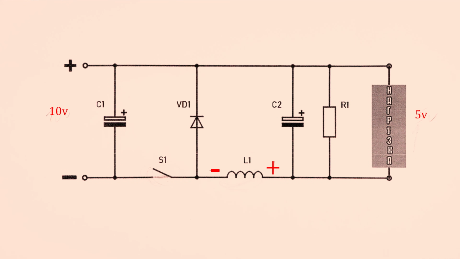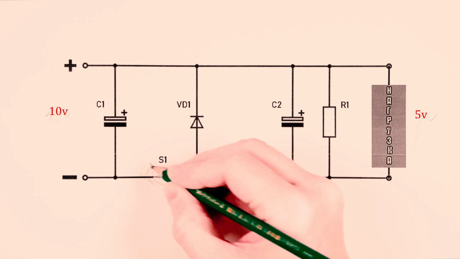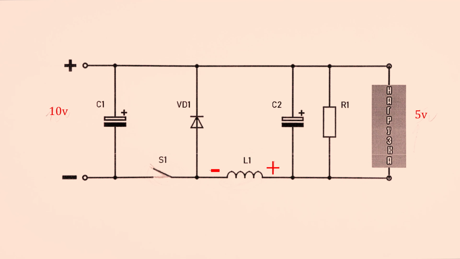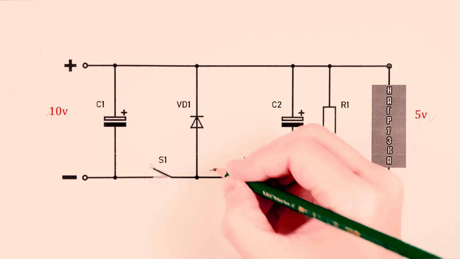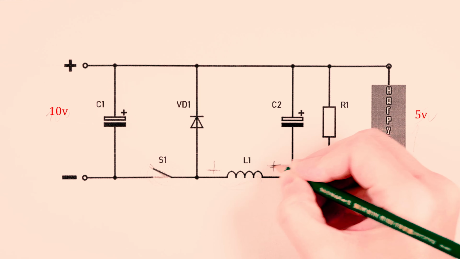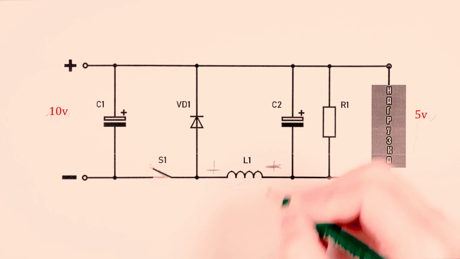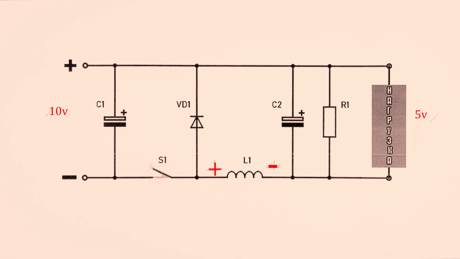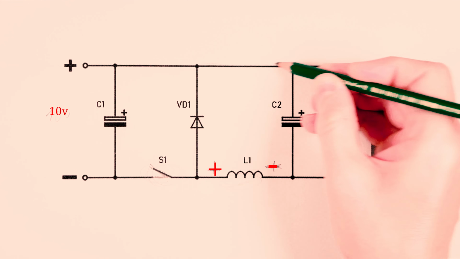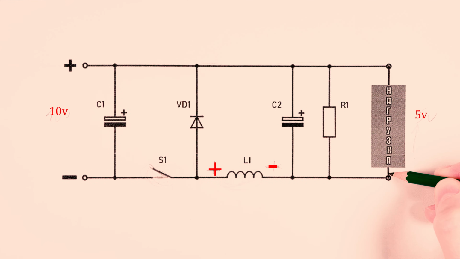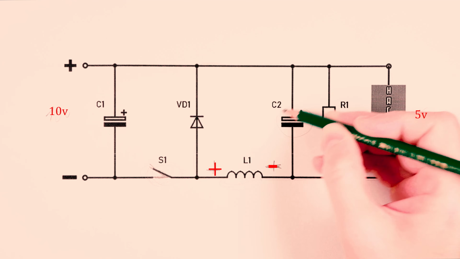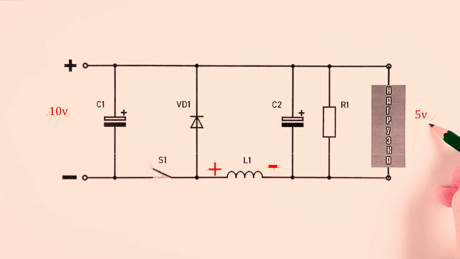As soon as it reaches 5 volts, switch S1 opens. At this very moment, a surge of opposite polarity occurs at the inductor, due to which positive goes here and negative goes there. All the energy accumulated in the inductor goes to the load, passing through the VD1 diode, while the output voltage, thanks to the capacitor, retains its value of 5 volts.